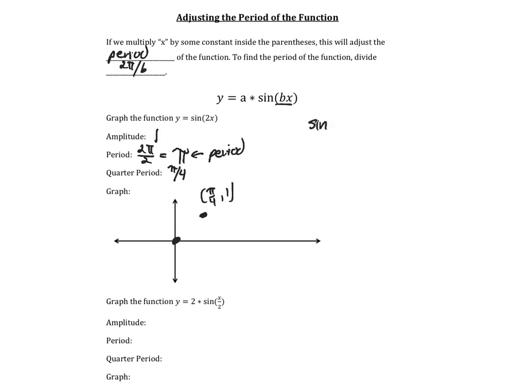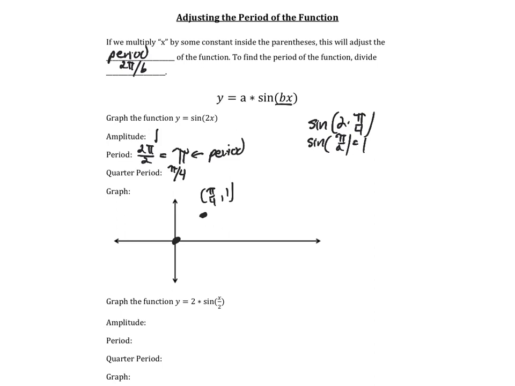We have sine of 2 times pi over 4. Well, 2 times pi over 4 is really the same thing as 2 pi over 4, or pi over 2. And we know sine of pi over 2 is 1. So you can see how that 2 really sped the function up a little bit. So we get pi over 4, comma 1. If we count another quarter period over, add a quarter period to pi over 4, we get pi over 2.